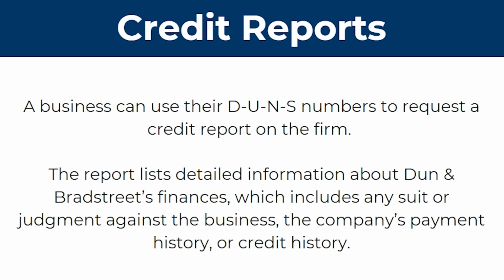To start with, credit reports. A business can use their DUNS number to request a credit report on the firm. The report lists detailed information about the business's finances, which includes any suit or judgment against the business, the company's payment history or credit history.